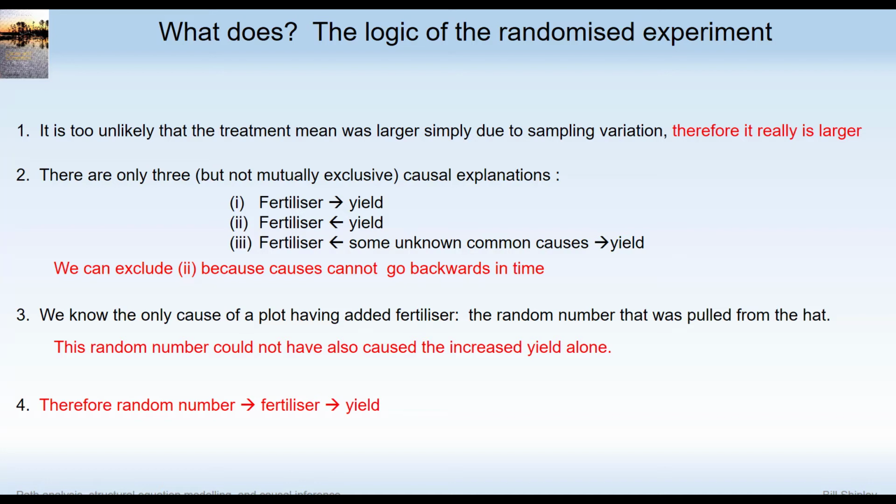Therefore, when we put these points together, we can conclude that the causal structure has to be the random number caused the added fertilizer, and the added fertilizer had to cause the increase of yield. We can exclude number 3 because the only cause of fertilizer was the random number. And if that random number was the unknown cause, then that random number couldn't have also increased the yield directly. So that's the logic of the randomized experiment.